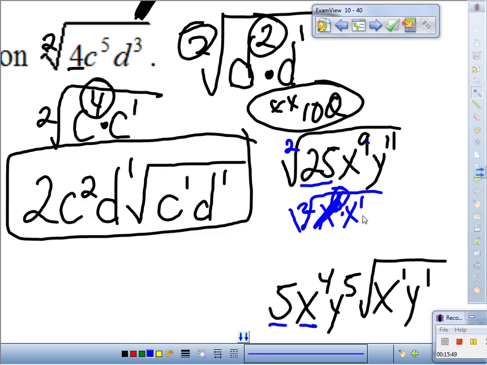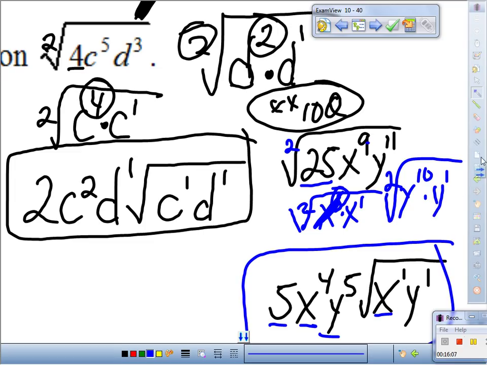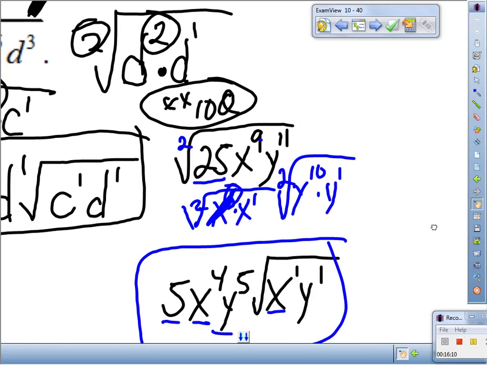We no longer use this one. We're left with x to the first, which is right there. Is 11 a multiple of 2? No. What number before 11 is a multiple of 2? So that's y to the 10th times y to the first. Therefore, what is 10 divided by 2? 5, and we're left with y to the first. Let's do one more. See if you can go a little bit faster now.